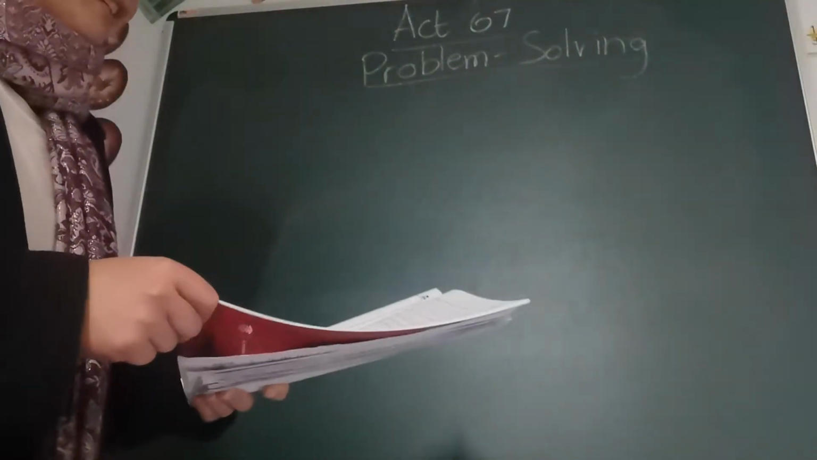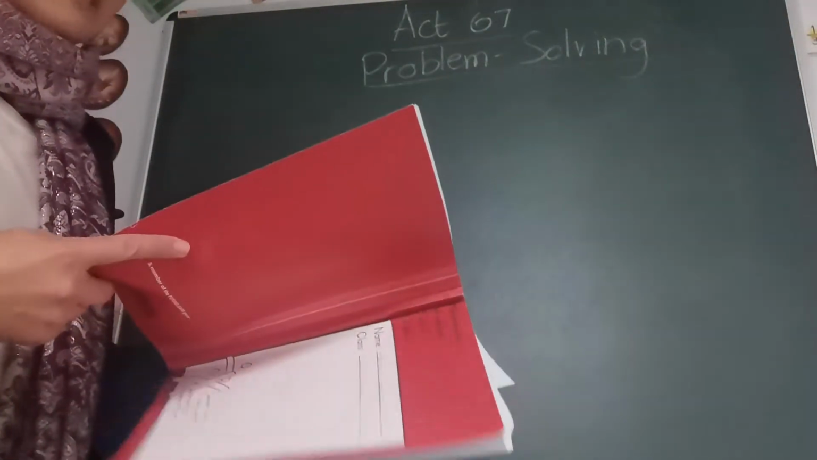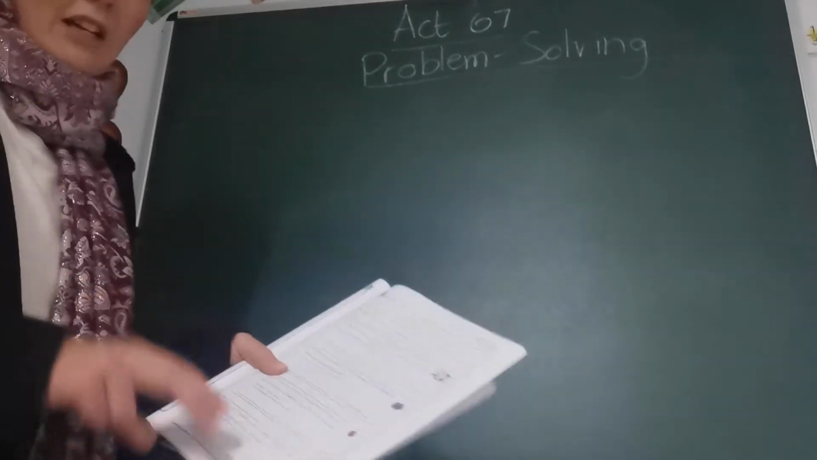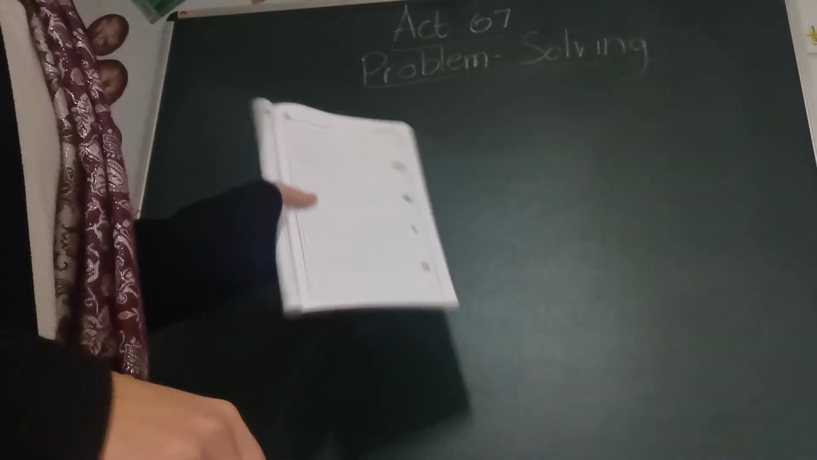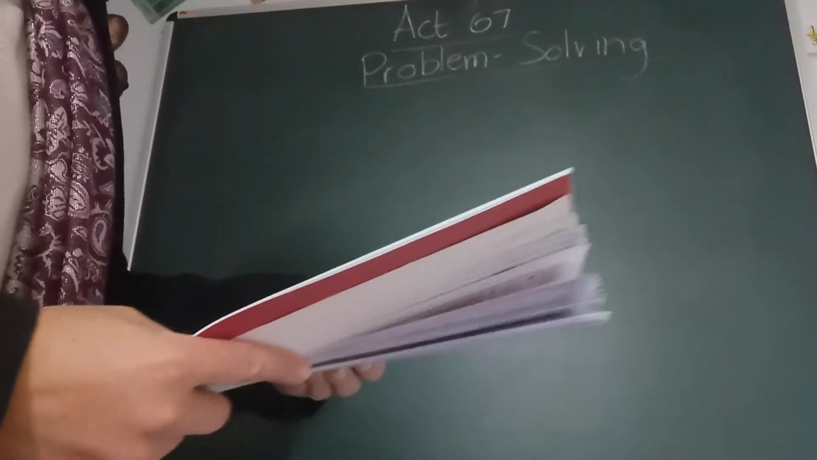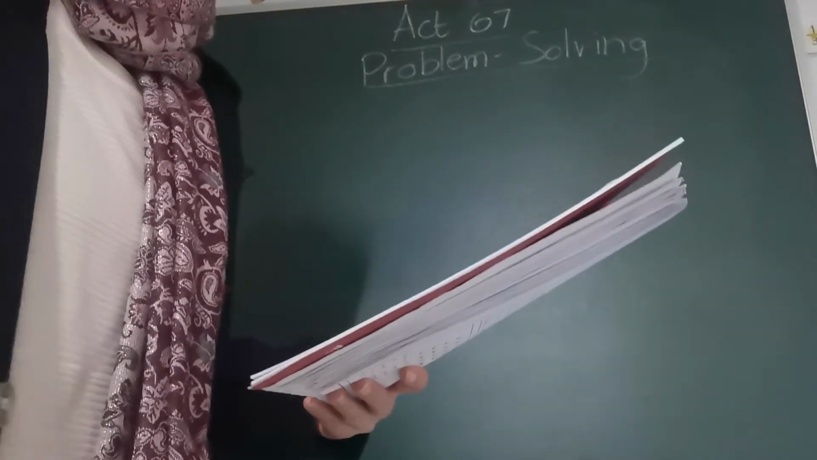Okay, hi grade two. So teacher is going to show you activity 67 now, problem solving, okay? So it's your word sums there. I'm going to read it and then I'll show you how to do it on the board. Okay, listen to the word sums and draw the answer in the block.